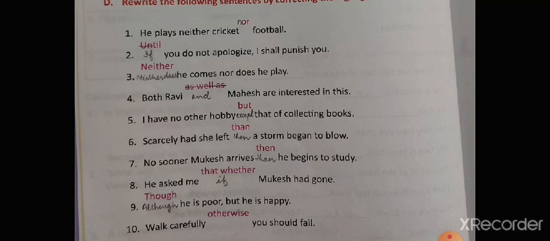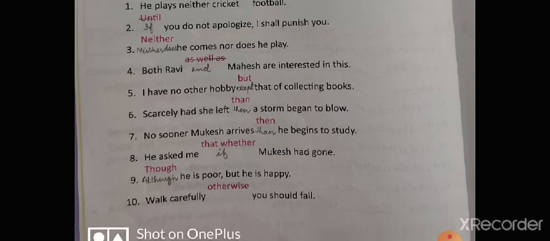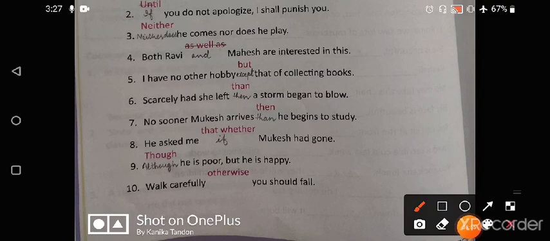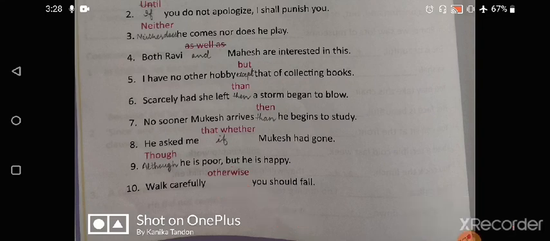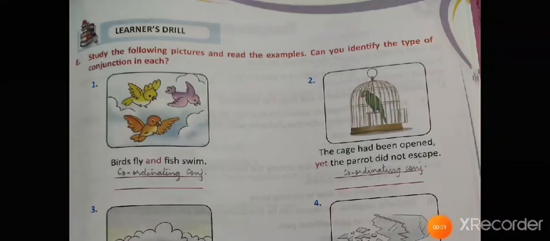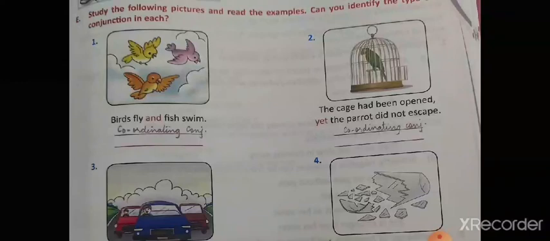Okay. He asked me if Mukesh had gone. He is poor, but he is happy. Walk carefully or you should fall. I'm sorry. Here you can use "else" or "or else". Both are correct. Walk carefully or else you will fall. Okay, coming on to the next exercise on the next page. Study the following picture and read the examples. Can you identify the type of conjunction in each? So, birds fly and fish swim. This is a coordinating conjunction.